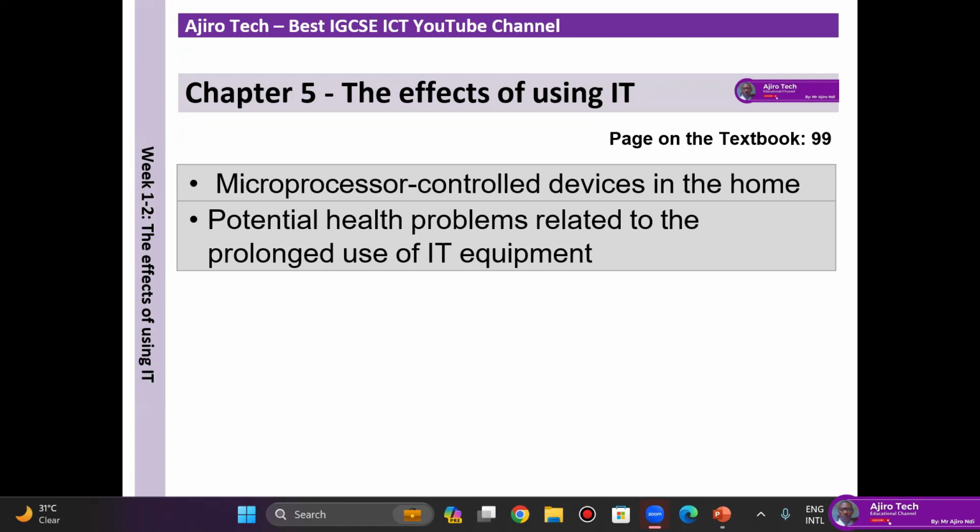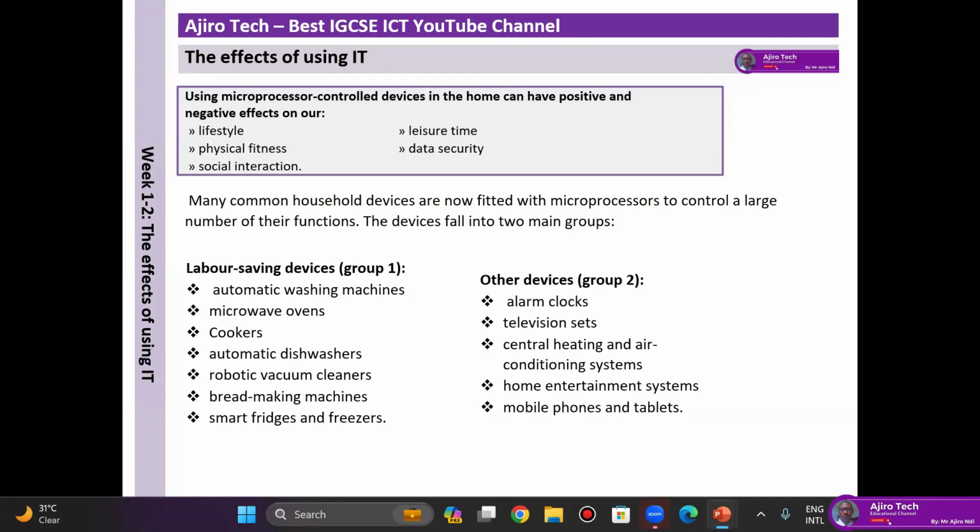So when we talk about microprocessor-controlled devices in the home, we'll be looking at these devices, which can have positive and negative effects on our lifestyle, physical fitness, social interaction, data security, leisure time, etc. We should also take note that many common households now have these microprocessor devices to control large numbers of functions, what we call our smart homes. This is very, very important.